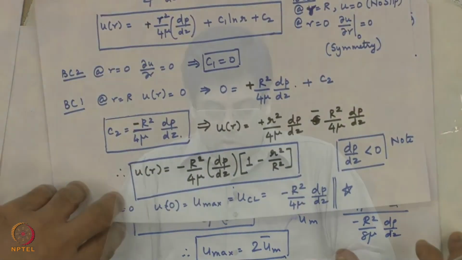Okay. So, we stop with this, and in the next module we will continue with the simplification of the energy equation, use the velocity profile and the equation for u bulk mean in the energy equation, and then go ahead and derive the temperature profile, calculate the bulk mean temperature, and then define the Nusselt number.